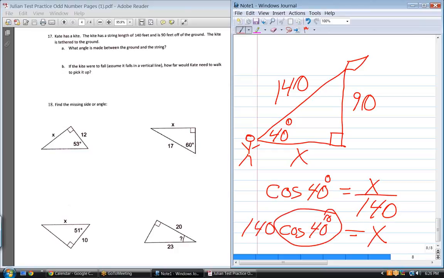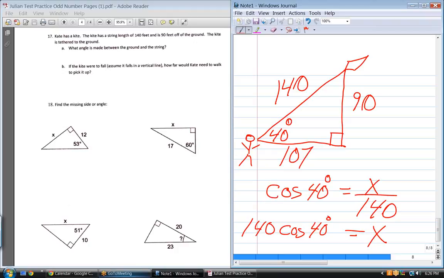Remember, that's just a number. So go ahead and get that number. All right. .766. Now you got to multiply it by 140. Okay. 107.24. That's how far she'd have to go to pick her kite up.